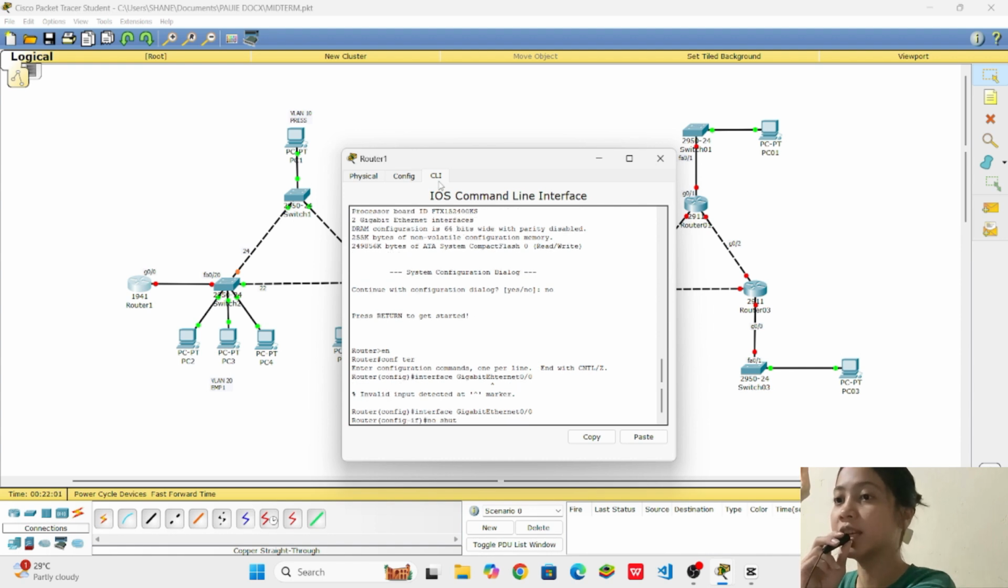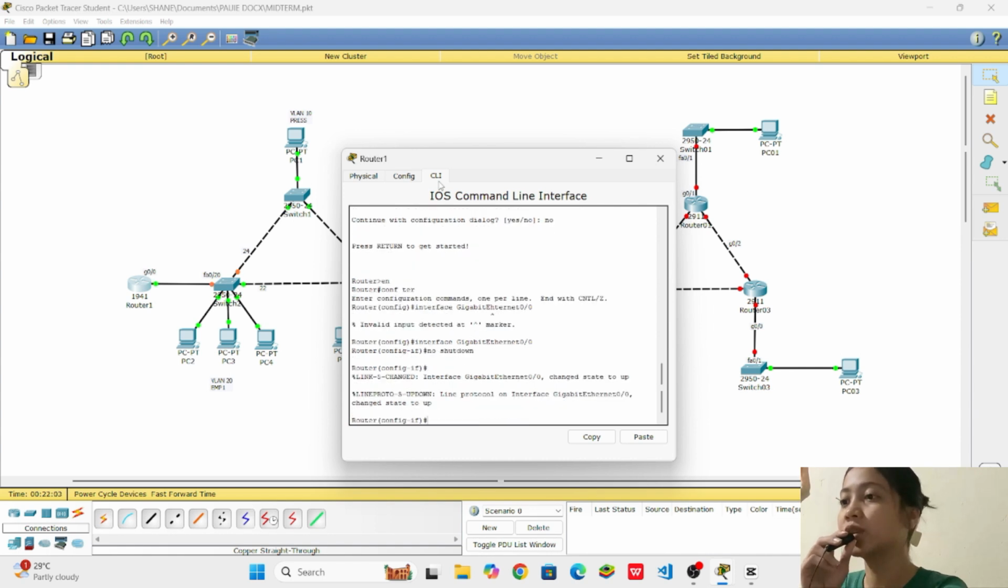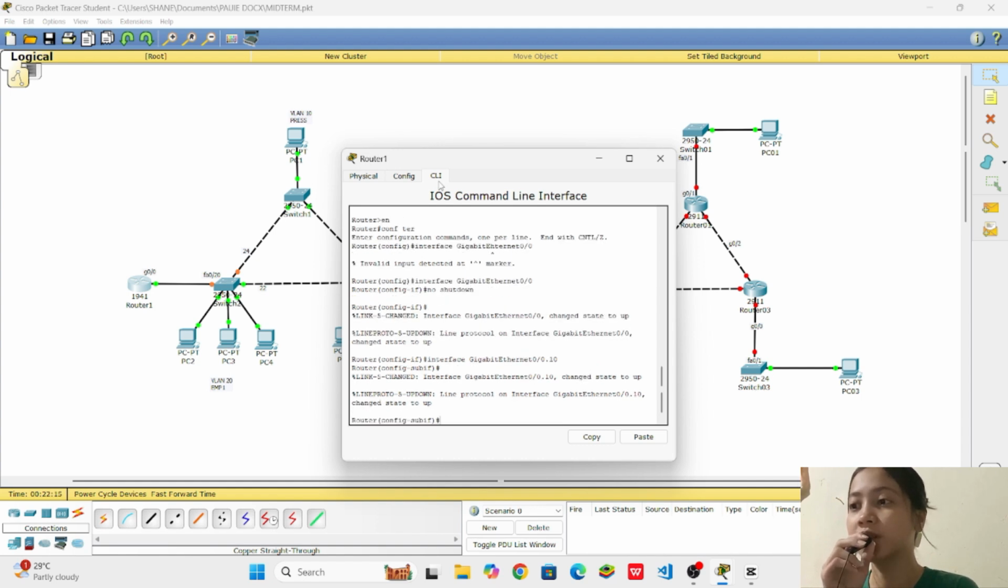First is our interface gigabit. Ito yung nakakonect sa switches natin for inter-VLAN routing. Next is the no shutdown. This activates the interface on the router, to bring them up and allow the traffic.